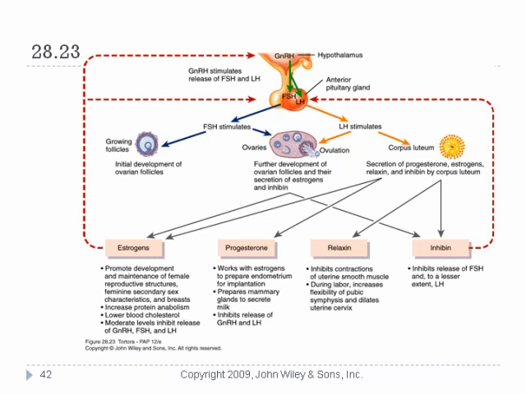So this is a figure that's similar to the one we looked at in the male reproductive cycle. GnRH leads to FSH and LH. FSH stimulates the follicle to grow, stimulates the ovaries. LH can stimulate ovulation and stimulates the corpus luteum.